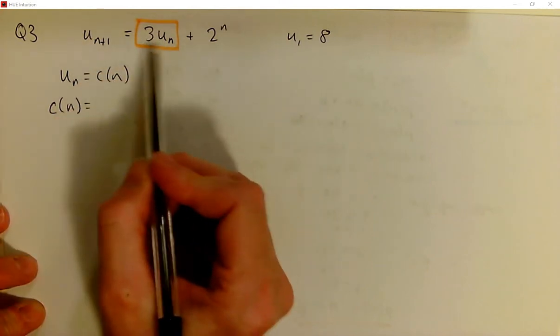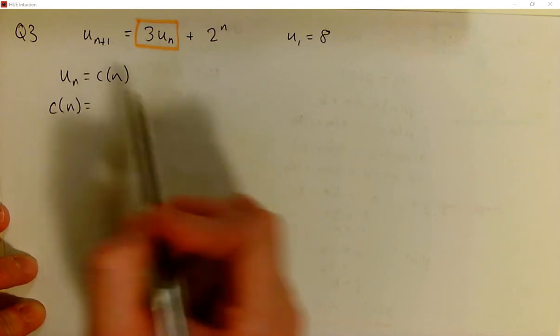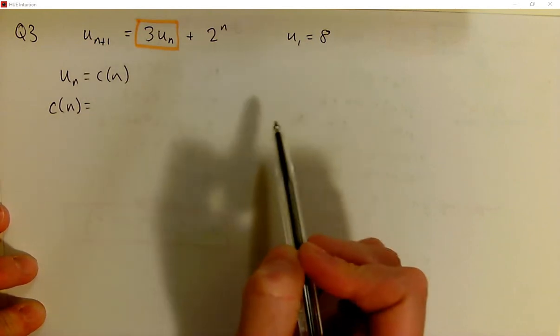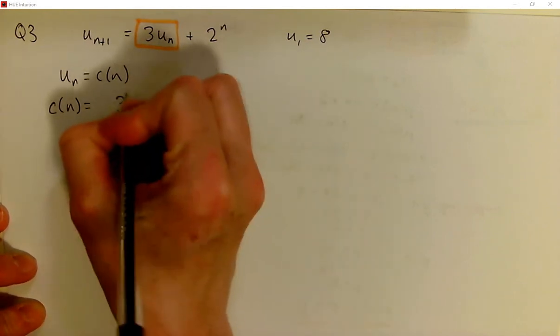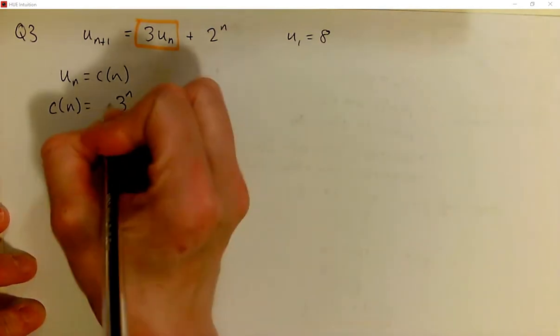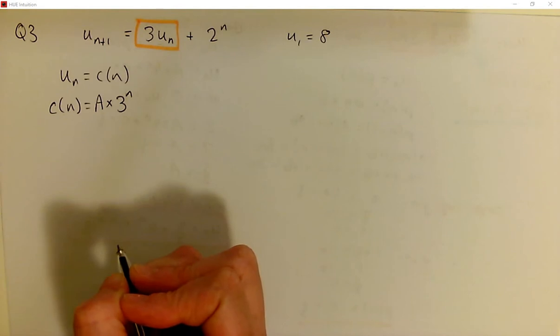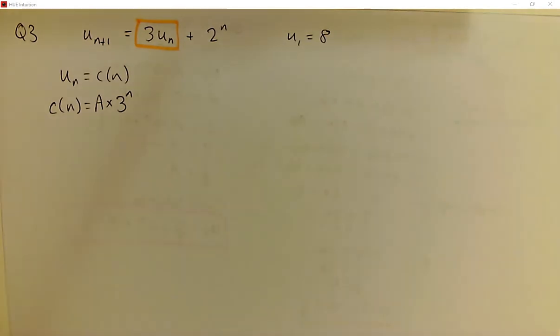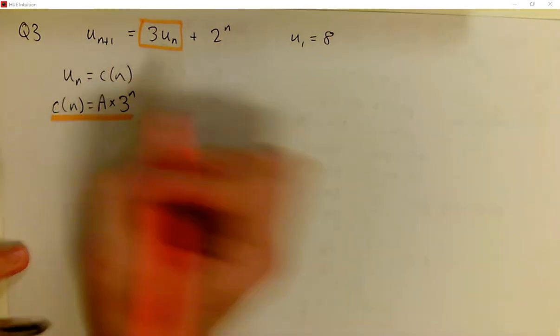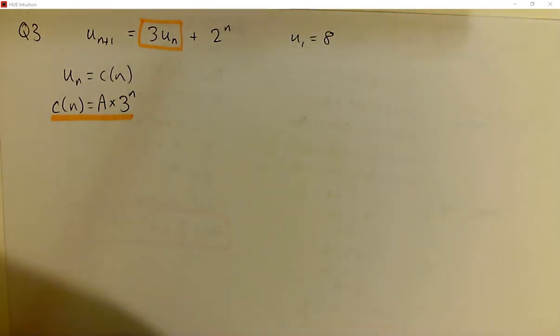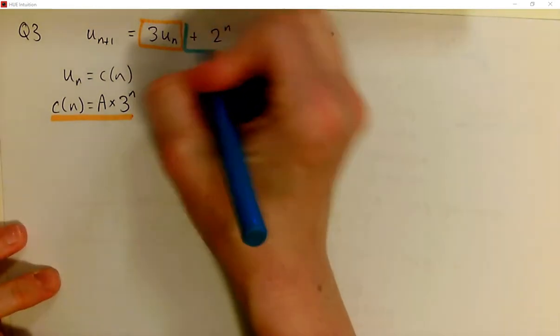This 3 times the previous term tells us that we're multiplying by 3 every term, so we're going to have powers of 3. But we don't know where we start, so we put times some arbitrary constant that we'll find out later. Okay, now we turn our attention to the non-homogeneous part here.